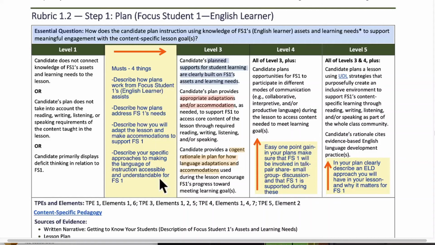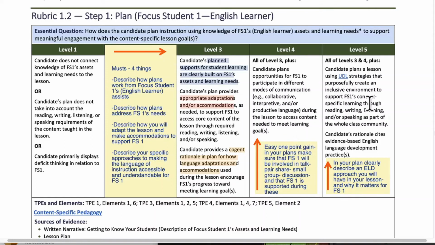Do the first 4, and then here, easy 1-point gain. In your plans, make sure that focus student 1 will be involved in talk, like a pair share, small group discussion, and talking with you as well. And the focus student 1 is supported during these. All right, so they're not just receptive to the language, they're engaging language to learn as well. So that's an easy 1-point gain for this one.